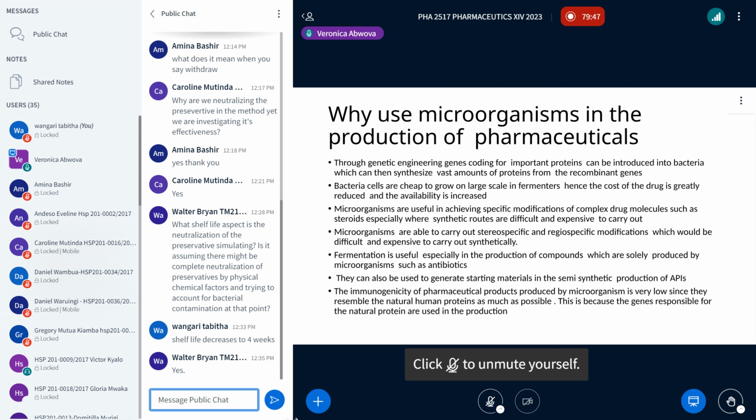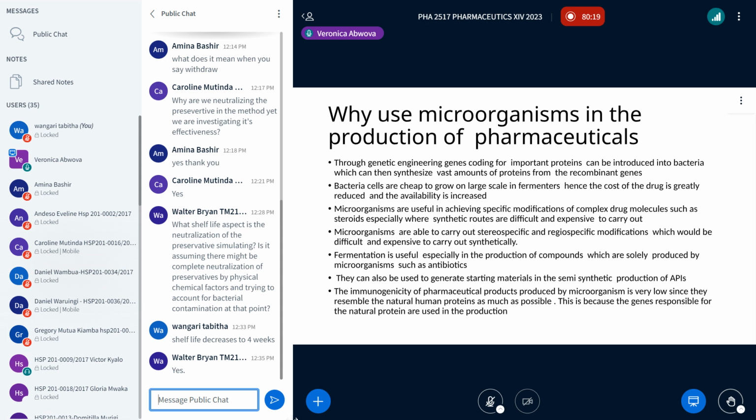And then fermentation is useful, especially in the production of compounds which are solely produced by microorganisms, such as antibiotics. Okay. So there are some compounds that cannot be produced any other way. Or even if you try to produce them, the cost would be too high. So this fermentation becomes quite useful because then it can be done by microorganisms.